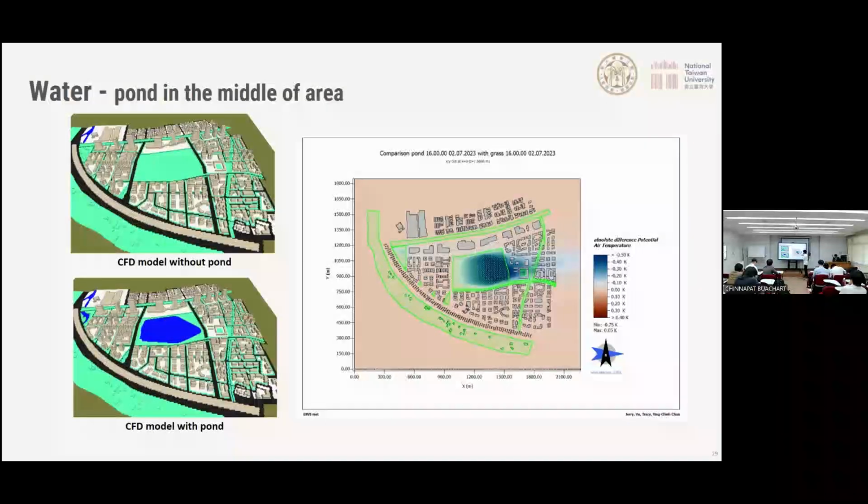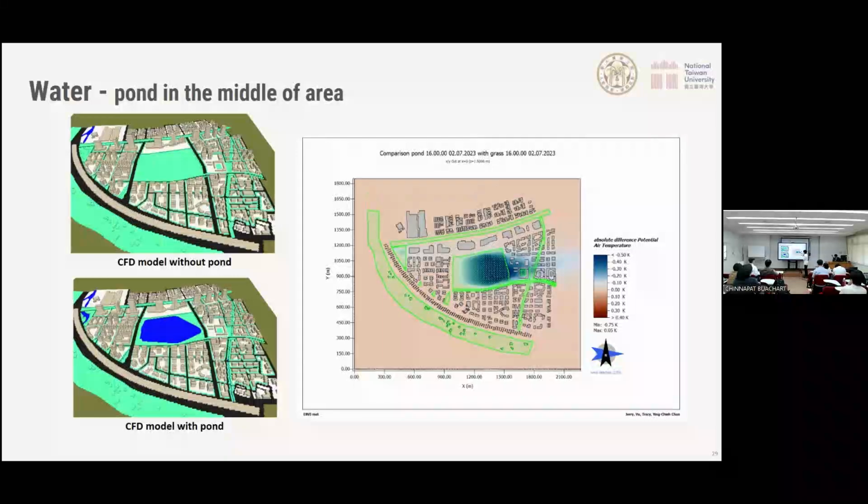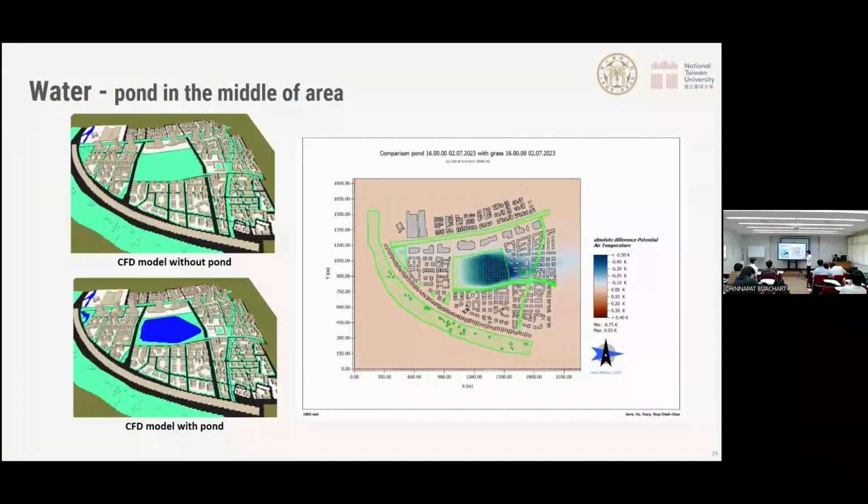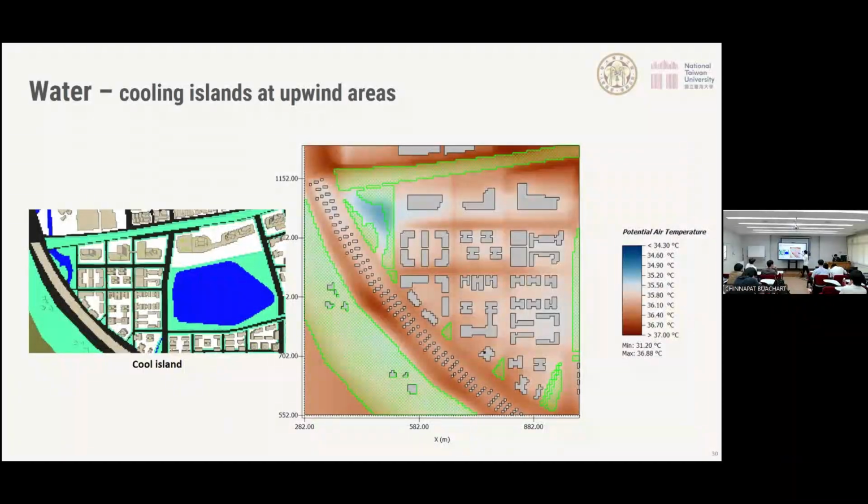And the wind direction of this tank is from the west. So the downwind side of the pump will be affected by the pump. And also there's a cooling island that we placed on the upwind side over here. And the air temperature distribution also shows that the area with the cooling island has a lower air temperature compared with the surrounding buildings. So these 2 water bodies can actually reduce the air temperature.